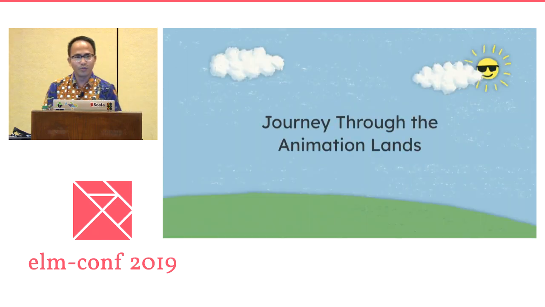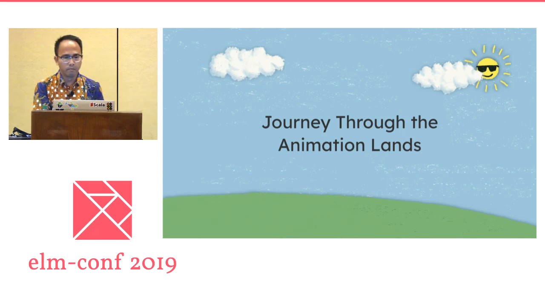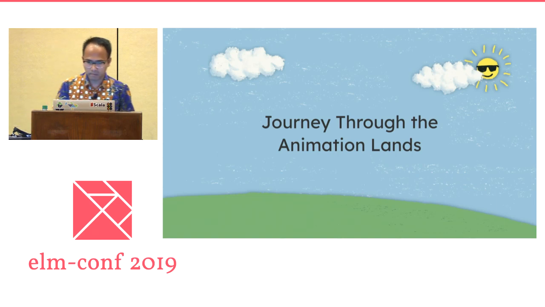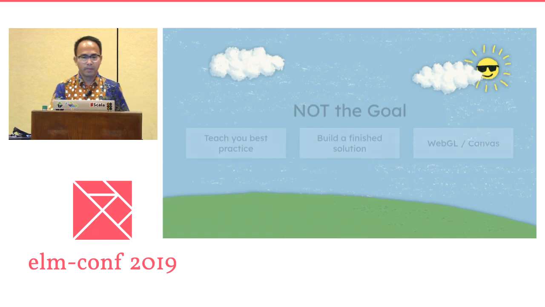I'm going to take you on a journey through this animation lens, and we're going to explore 3 different approaches to writing animation in Elm, and then we're going to compare which one we think is the best solution. The goal of this journey is to explore ideas of ways of doing animation. We want to build high-performance animation, that's one of the main goals here. And of course, we want to make our caterpillar happy again. I think that's the most important goal.